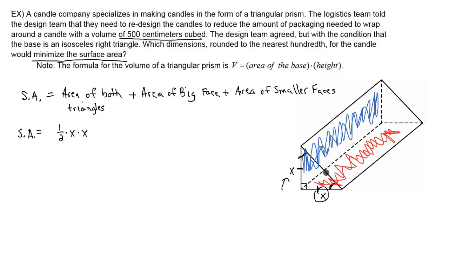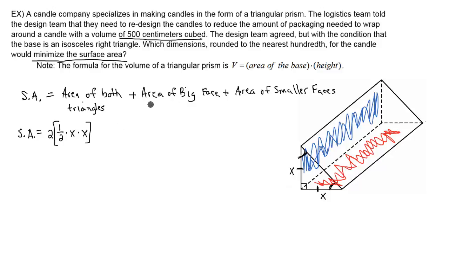Now remember that we have two of these triangular faces. So we have this one right here and then this back one. So we're going to take our area for one triangle and multiply that by 2, and then we get our area of both of the triangles.